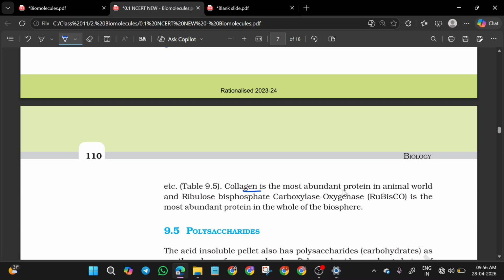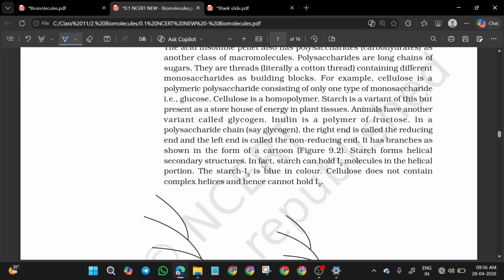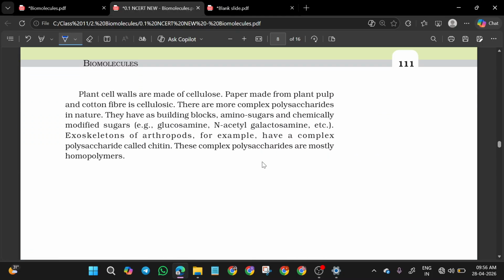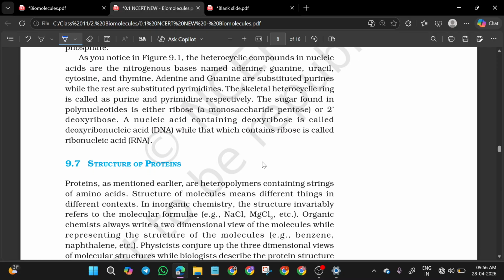Collagen is the most abundant protein in animal world. Ribulose bisphosphate carboxylase oxygenase, that is Rubisco, இது வந்து ஒரு enzyme. So that is the most abundant protein in the whole of the biosphere. Photosynthesisல இதோட role வந்து you will study. உலகத்திலே ரொம்ப அதிகமா இருக்கிறது எந்த protein அப்படினா Rubisco. Animalsலே ரொம்ப அதிகமா இருக்கிற protein collagen. So this is regarding proteins.